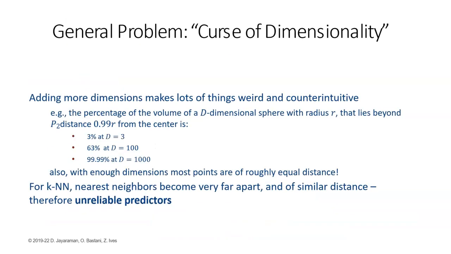So, the curse of dimensionality: adding more dimensions makes a lot of things weird and counterintuitive. For example, the percentage of the volume of a d-dimensional sphere with radius r that lies beyond distance 0.9r from the center is like 63% at one d, and nearly 100% at high d. With enough dimensions, most points are roughly equal distance apart. For KNN, nearest neighbors become very far apart with similar distances, therefore predictions are more unreliable.